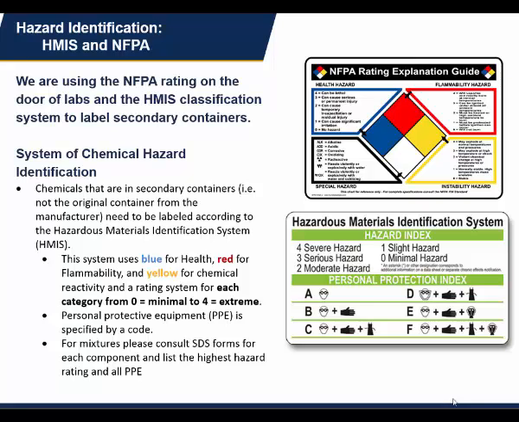Associated with the HMIS system is a code for which personal protective equipment is identified. This is a shortened version of the protection index, but A would suggest that you would need goggles, B would suggest that you would need goggles and gloves, and so on. Each individual container coming from a manufacturer will give you information about the personal protective equipment. And also, as I mentioned previously, this can be found on the SDS forms for any individual compound.